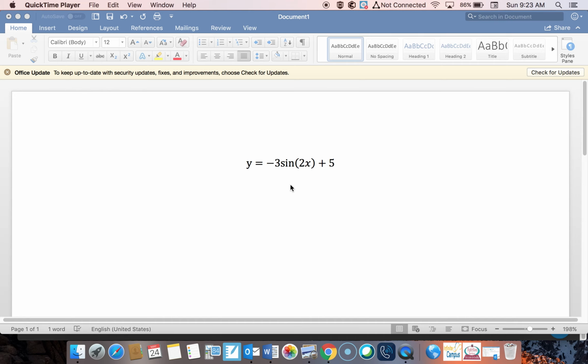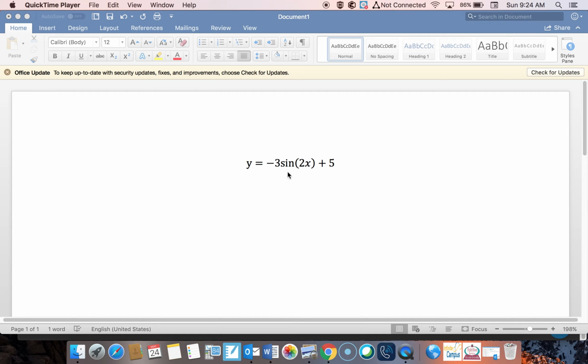When it comes to amplitude, this negative has nothing to do with the amplitude. It would reflect the graph. It would look like it's flipped upside down, but this has nothing to do with the amplitude. The amplitude here is 3. This 2 has nothing to do with the amplitude. The amplitude is 3. This 5 has nothing to do with the amplitude. The amplitude is still 3.